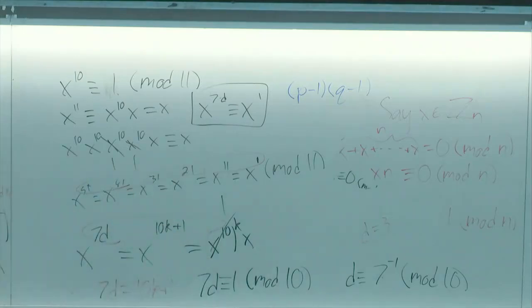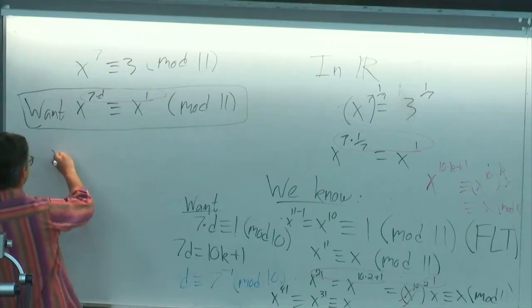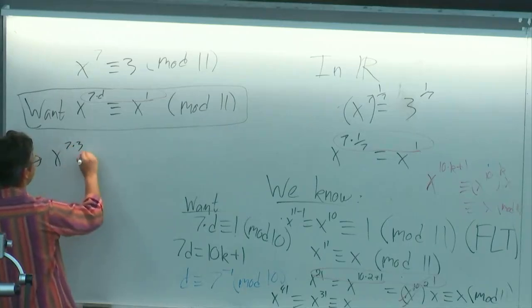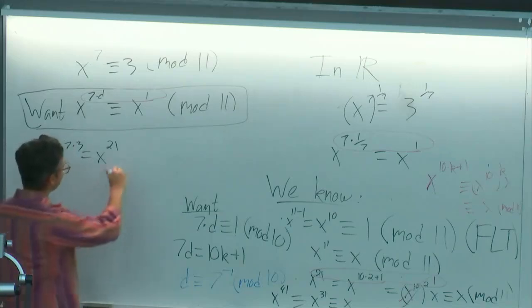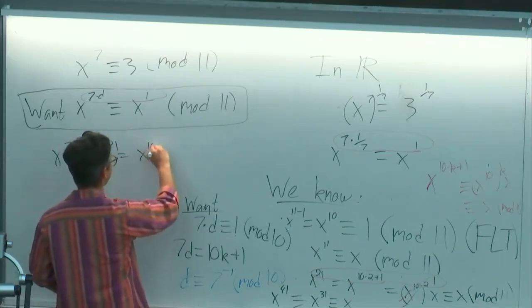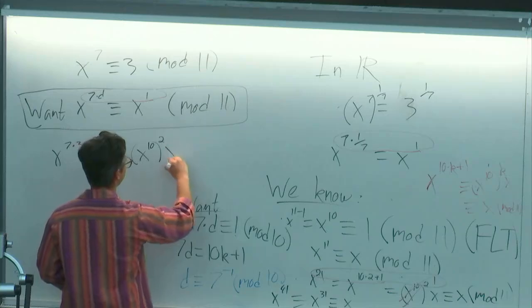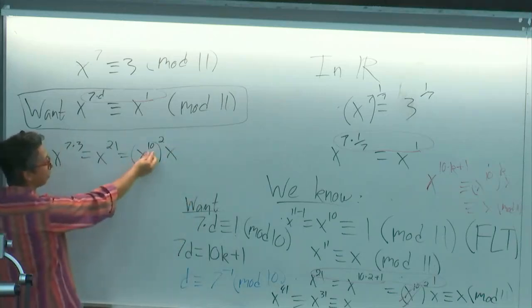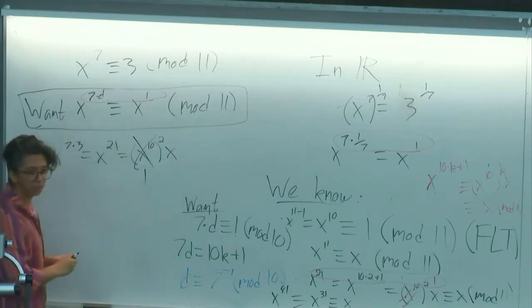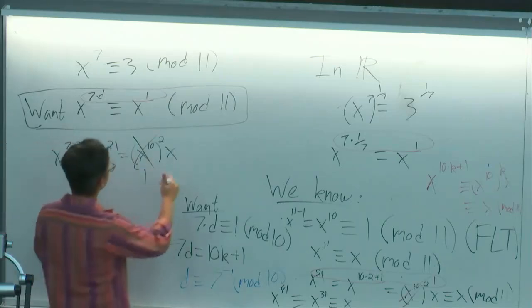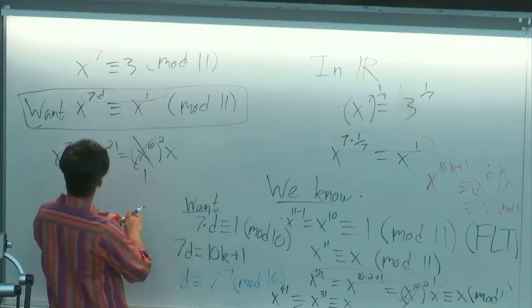So we found d equals 3. And so if we plug that in, we get x to the 7 times 3, which is x to the 21, which is really x to the 10 times 2 times x. I just broke off that 10 because really that's the thing that cancels away to 1. That's Fermat's theorem. And now we're left with x.